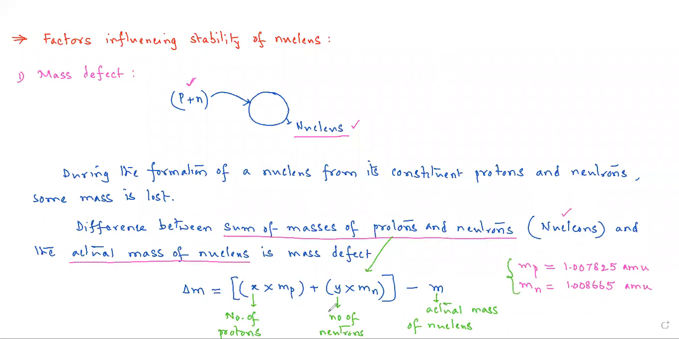Now, one very important thing is, greater the mass defect, greater is the stability. Because if more mass is lost during the formation of a nucleus from its constituent protons and neutrons in the form of energy, the resultant thing will have less energy, hence it will be more stable. This is about mass defect.